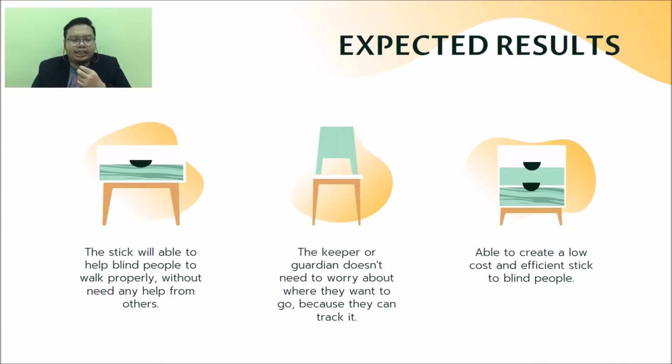And then what we can expect from this project. Firstly, the smart walking stick will be able to help blind people walk properly without needing any help from another person or a pet dog. Secondly, the keeper or guardian of the visually impaired person doesn't need to worry about where they go, because they can track the person by using the GPS system attached to the smart walking stick. And last but not least, the smart walking stick is able to provide a low cost and efficient stick to the visually impaired person.